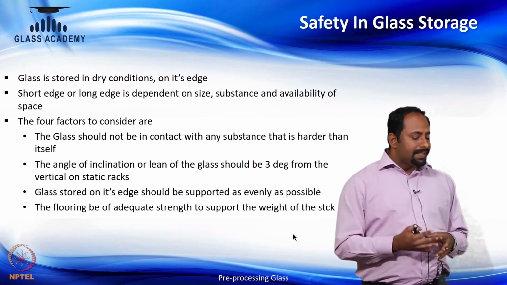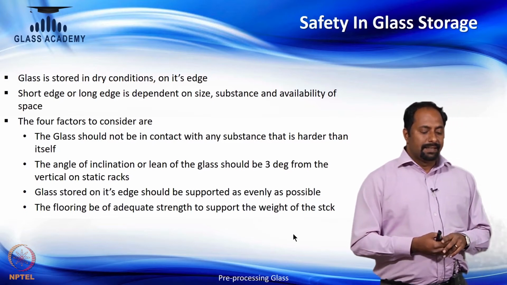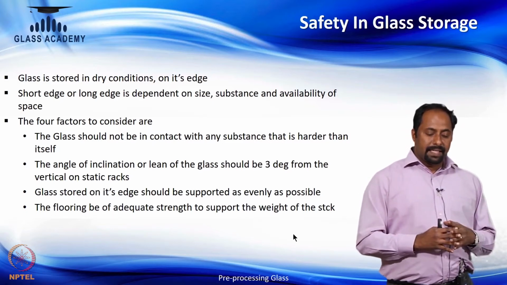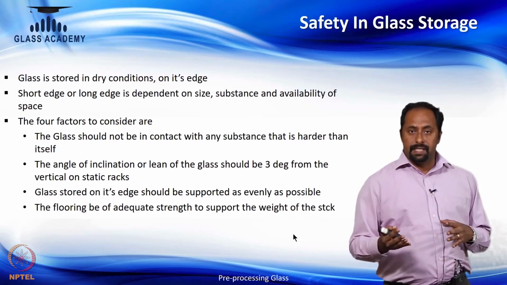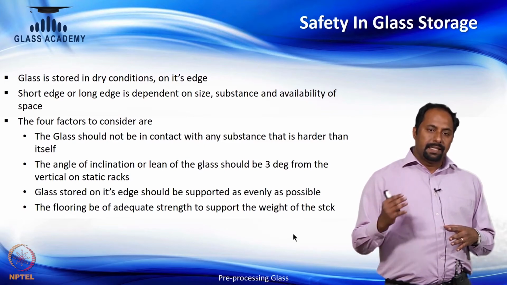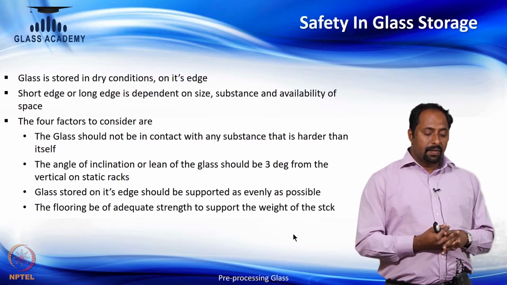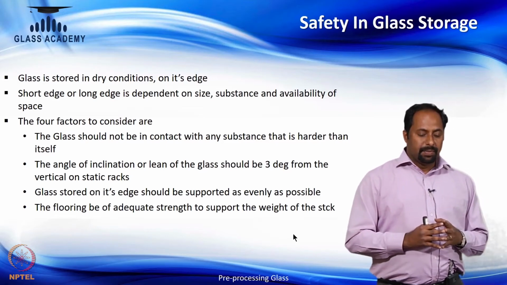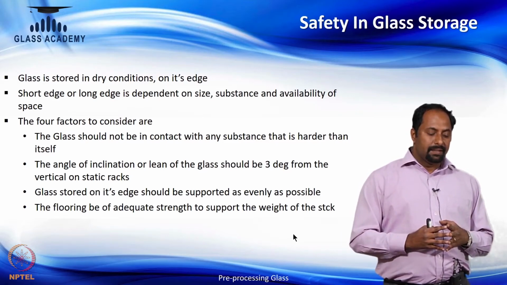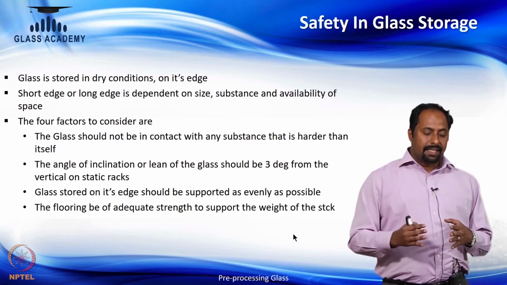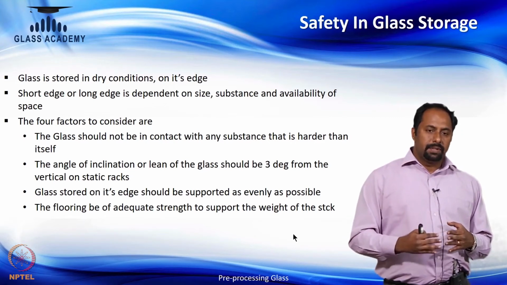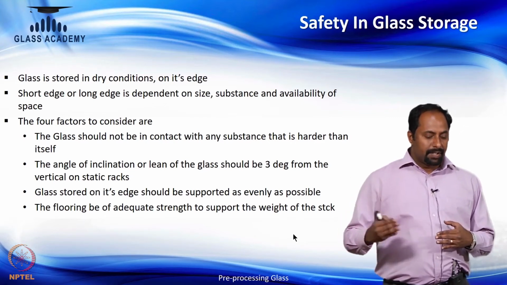And the four factors we need to consider: the glass should not be in contact with any substance that is harder than itself. That actually augments the breakage of glass. And the angle of inclination or lean of the glass should be 3 degrees from the vertical on static racks. The minimum is 3, it can be 3 to 5.